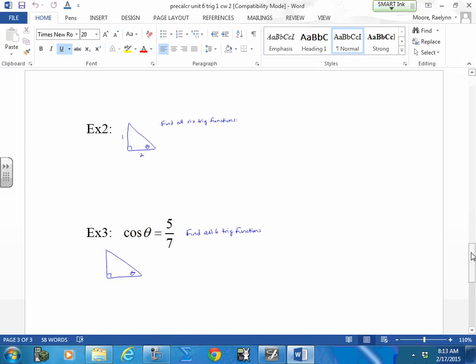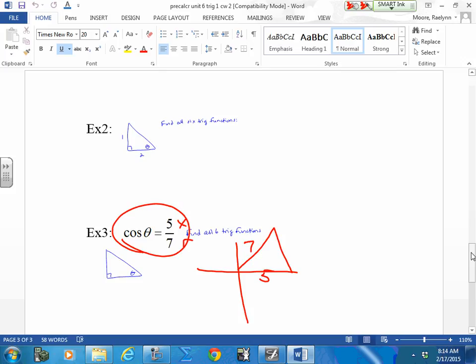And then these guys, just one other thing, and then I'll give you the homework. If I gave you a cosine, and I said find all 6 values, if I give you the positive, well, right now we'll assume it's in quadrant 1. Remember, x over r, 5 over 7. How do I find out the missing piece? Pythagorean theorem. 7 squared equals 5 squared plus y squared. 49. And you're going to have to leave these in radical forms if you can't solve them.